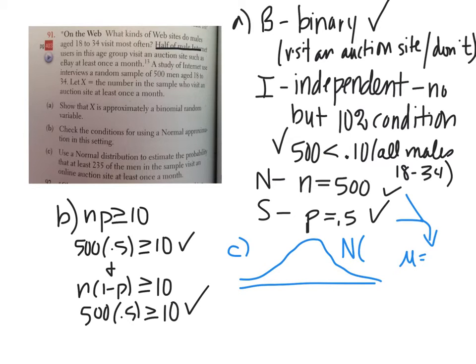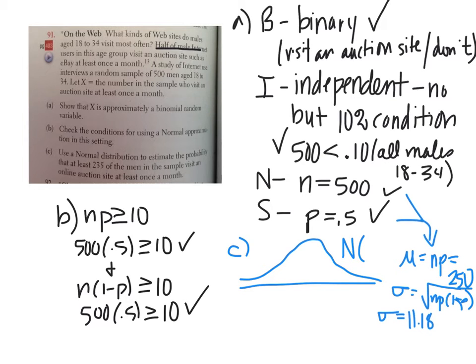So the mean is going to be equal to n times p. That's the formula that we use for binomial random variables. So that means that the mean is going to be 250. And then the standard deviation formula looks like this. You can get these from the formula sheet if you want to. That should be a minus sign right there. And it ends up being about 11.18.